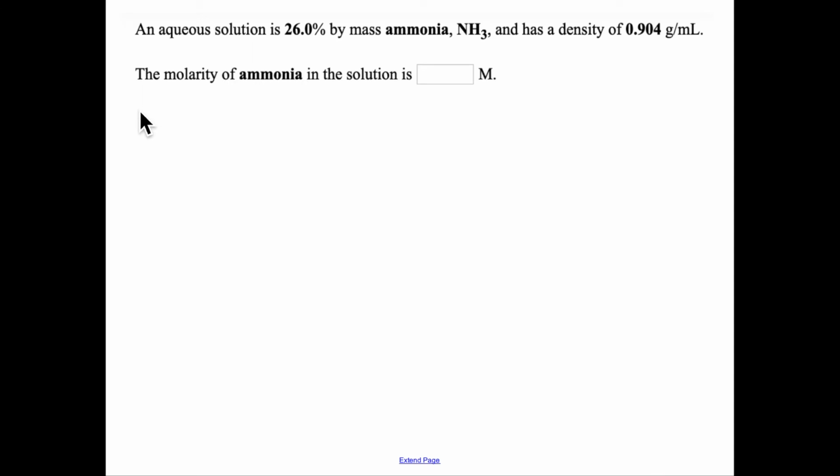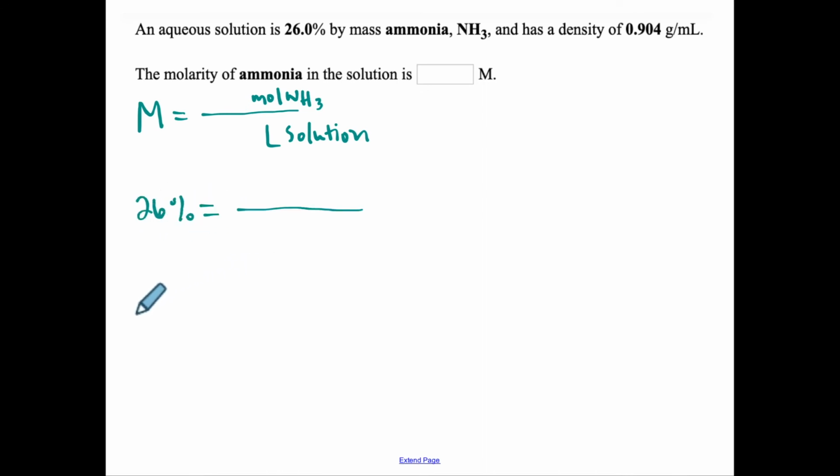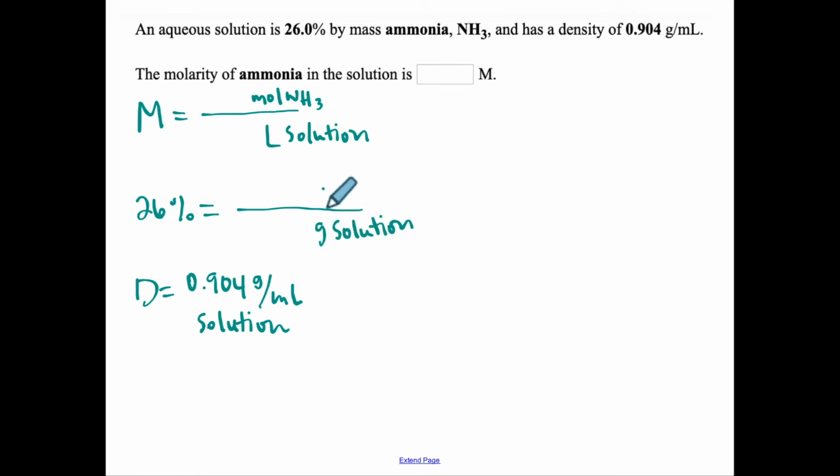In this problem, we are trying to solve for the molarity of the ammonia. So we're going to end up needing moles of NH3 divided by liters of the solution. We are given in the problem that we have a 26% by mass. We are also given a density of 0.904 grams per milliliter. That's for the solution.